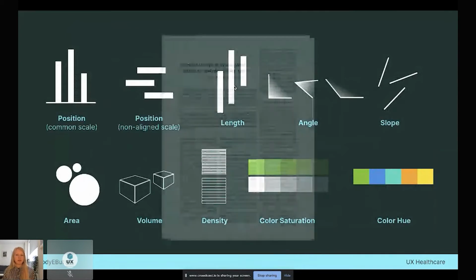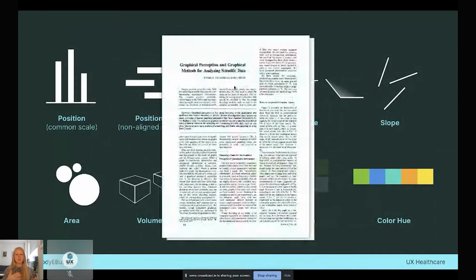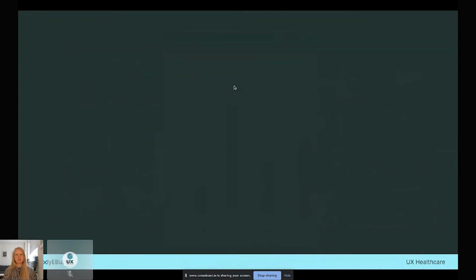And there's been a lot of great research done on these as well to help show which are more accurate in the way that we interpret them, and have a prioritized list of how we're relying on those different things. So again, would love to go more into detail. This is a study by Cleveland and McGill that you can look into. But again, being aware and intentional with how you're choosing to portray that data is very important.